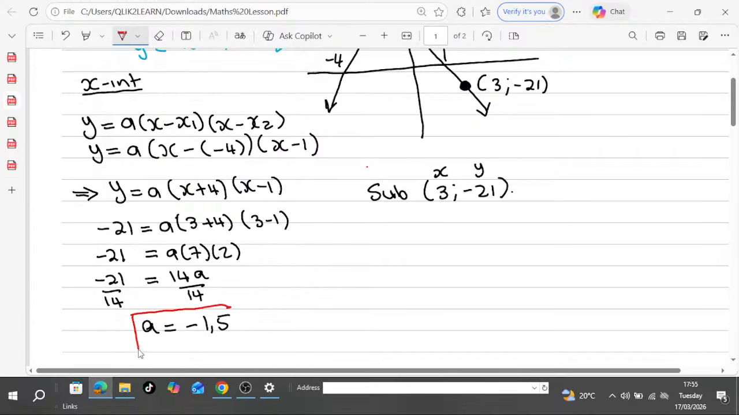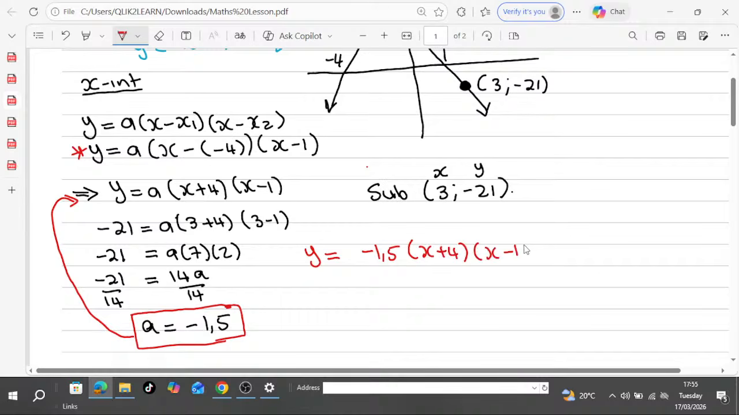Remember, we are trying to find the equation of the graph. So we need to take this value of a and substitute it in this equation. Please don't substitute in that one, please. So now we're going to say y is equal to, where there's a, we put the minus 1.5 inside the bracket. We have (x plus 4) into (x minus 1).